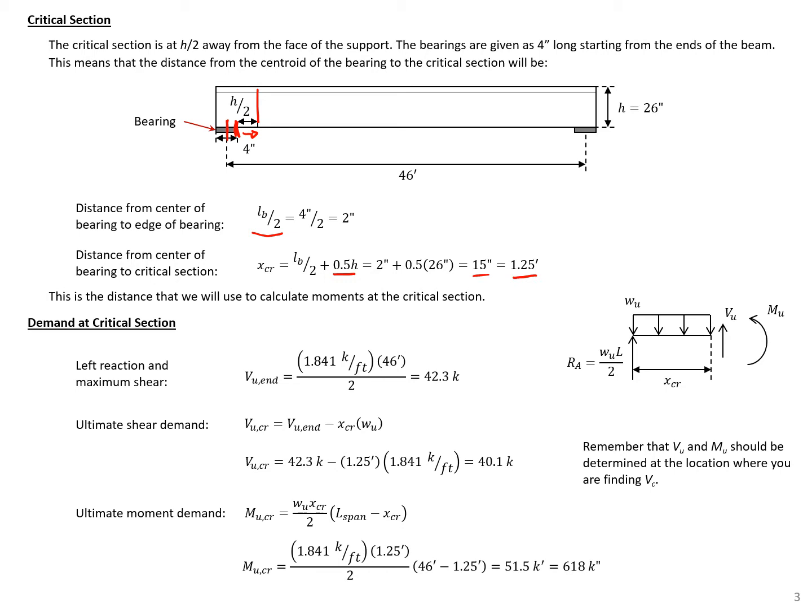So this is the closest to the support where we need to check shear. It's not always going to be the most critical point in our shear design, but it will be the closest that we need to check shear to the support. So we can find our demand at the critical section just using some of our mechanics equations here. So our shear at the critical section we can find to be 40.1 kips, and our moment at the critical section we can find to be 51.5 kip-feet.